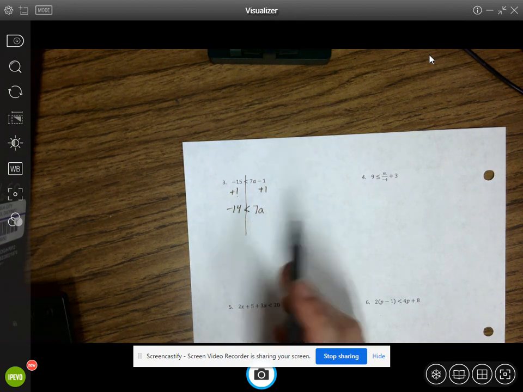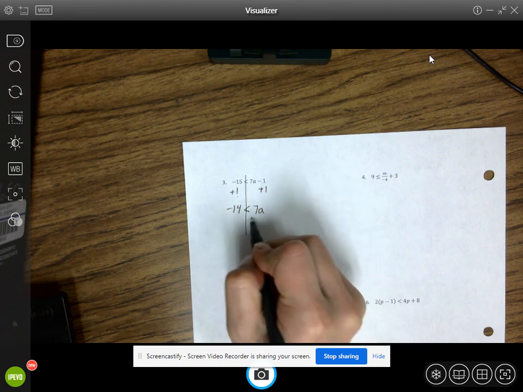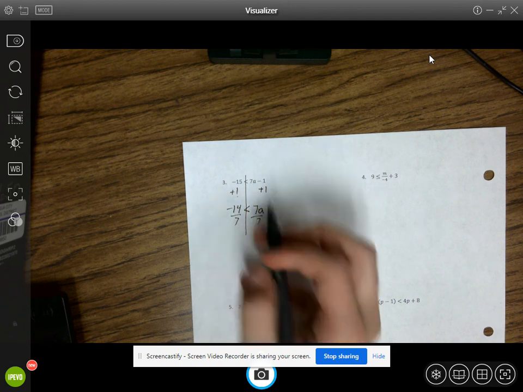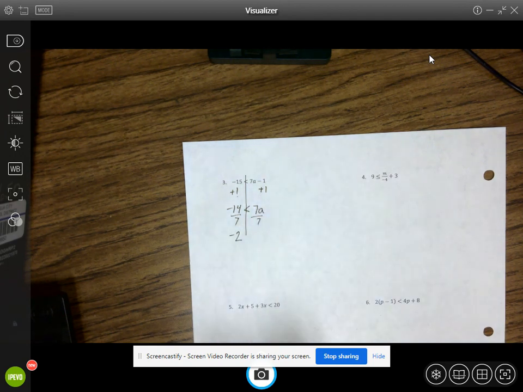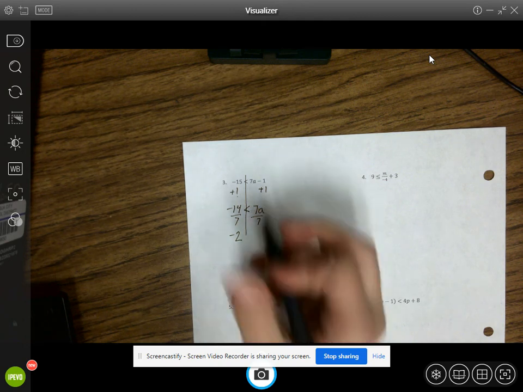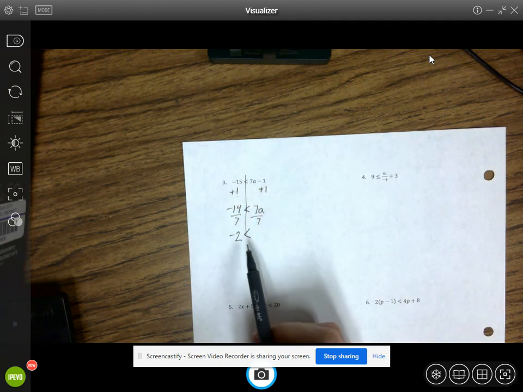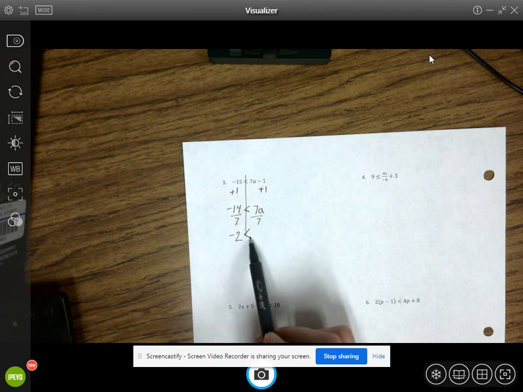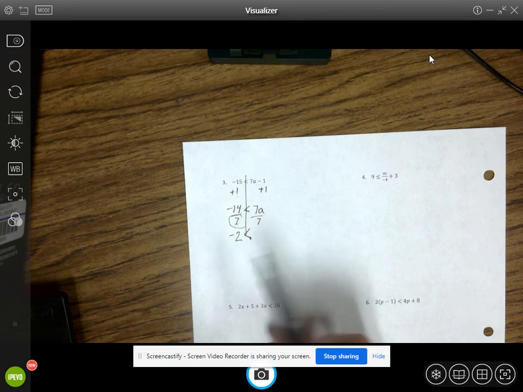Now I have 7a, which there's a times sign there. I need to divide by 7. Negative 14 divided by 7 is negative 2. Does my symbol flip? It does not. Your directions to flip it are as if you multiply or divide by a negative. You're dividing by a positive. So this number being negative does not make you flip your symbol. It's only if you are dividing by a negative, which we are not.